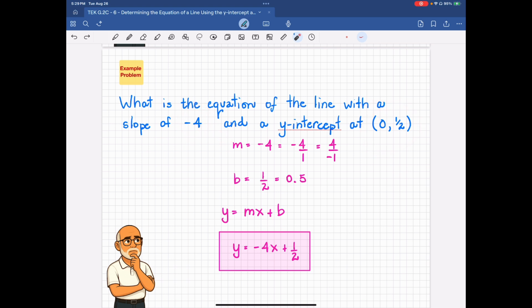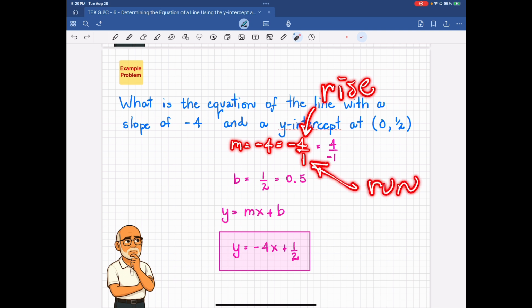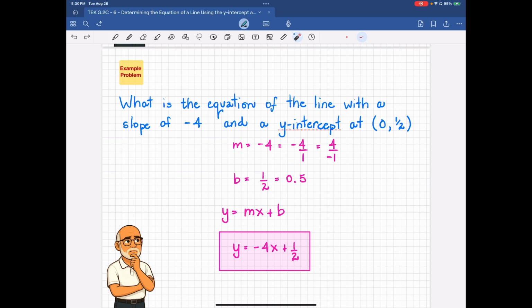Now let's talk about this. The slope is -4. Now you know that we could write that -4 and put it over 1. We've just turned the -4 into an improper fraction. So when we do that, this -4 becomes our rise, and this 1 becomes our run. So we have -4 over 1 as our slope. I can take that negative sign and shift it to the denominator. So instead of it being -4 over 1, I can turn it into a positive 4 divided by a -1.